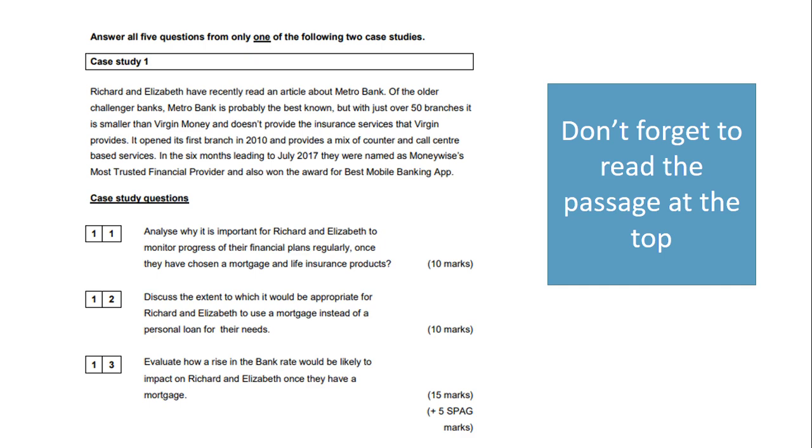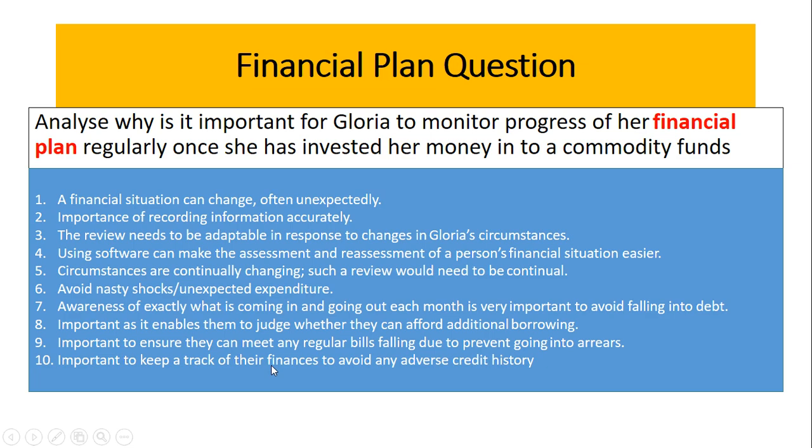Now, in terms of questions, when you open your paper on Monday morning, don't forget at the top of the questions you are given a little abstract. Okay, make sure you read through that because that provides you critical points that will inform how to answer the questions. And just to remember, case study questions, you've got two 10 markers and a 15 marker. Now, the financial plan question, I've made this question up and I've given you some points that you can choose through as well. So the question is, analyze why is it important for Gloria to monitor progress of her financial plan regularly once she has invested her money into a commodity fund, or commodity funds rather.